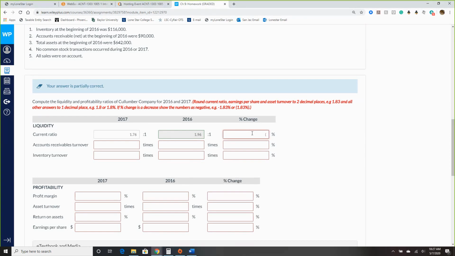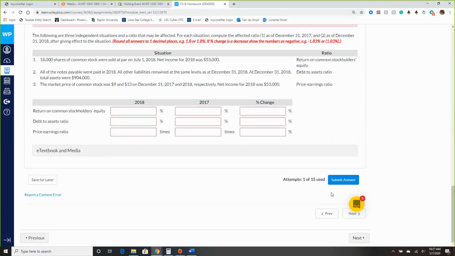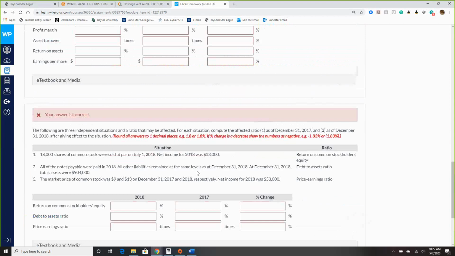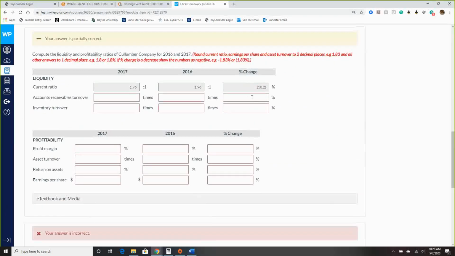So I'm going to put it in parentheses, because we do know it went down. We're going to check. I'm going to go ahead and use another one. And that's just the way that they want to find the change. Okay? Again, since there's multiple ways of doing things, I want to make sure y'all know exactly how Wiley is looking for it.